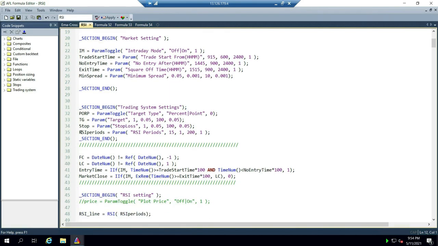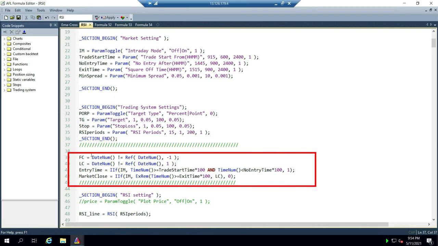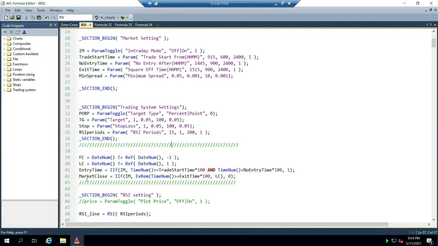The new variable that we are adding is RSI period. So we are asking the user what RSI period they want: RSI 14, RSI 10, RSI 15. By default I've given RSI 15. They can increase by 1 from a minimum of 1 all the way till 200. We have used the FCLC rule again, entry time, market close time, as in the previous moving average AFL.